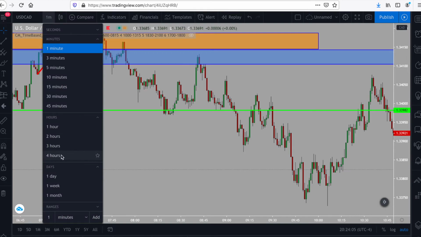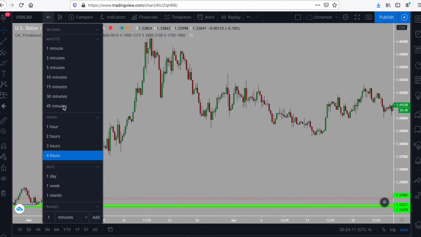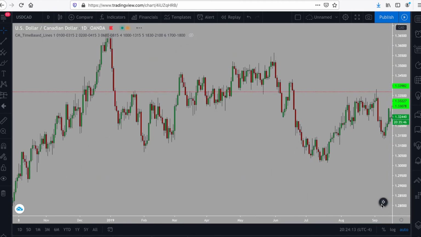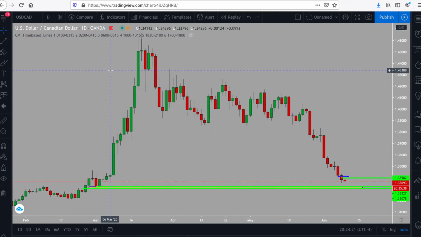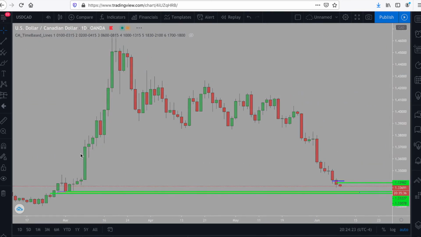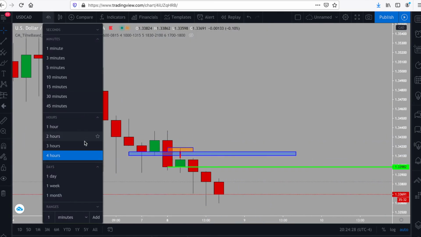I'm looking for price to come all the way down to that daily area that I was showing y'all earlier. So like this green line right here, I'm looking for price to drop down to that area, which looks like it to me. I'm not in this trade still.